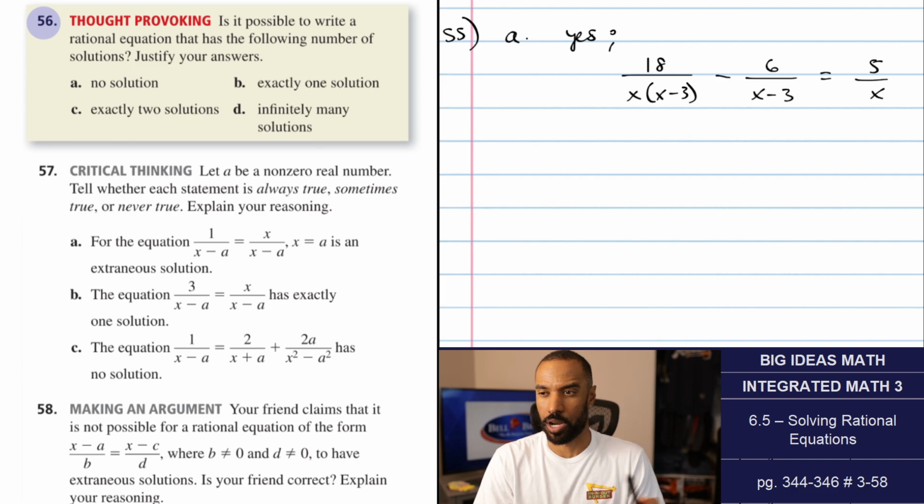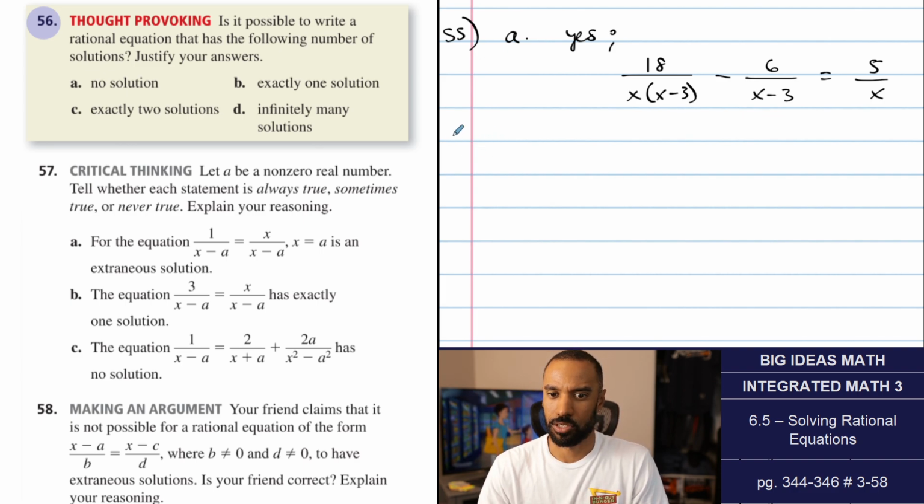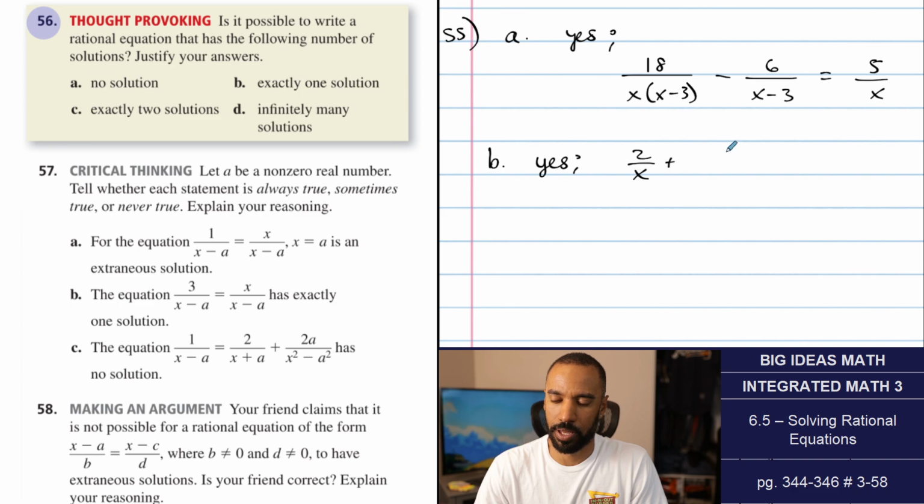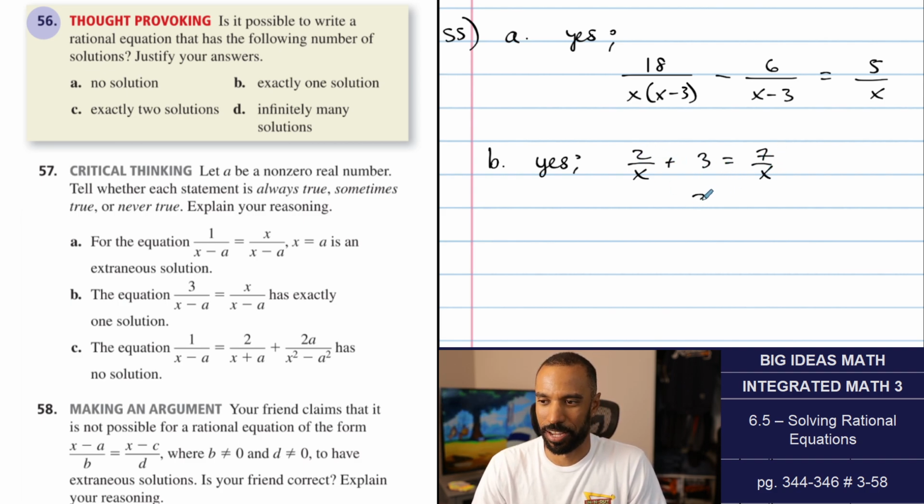Exactly one solution. I'm sure I can make up something like this. I don't know how none of these won't work. But yes. 2 over x plus 3 equals 7 over x. Subtract 2 over x from both sides. 3 equals 5 over x and x equals 5/3. That's one solution there.